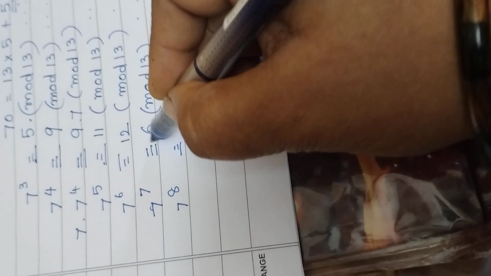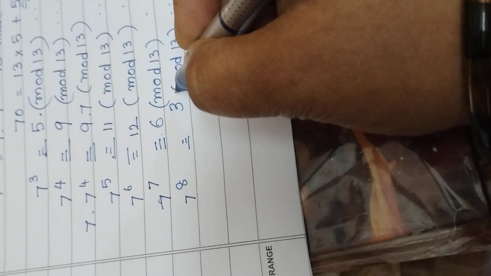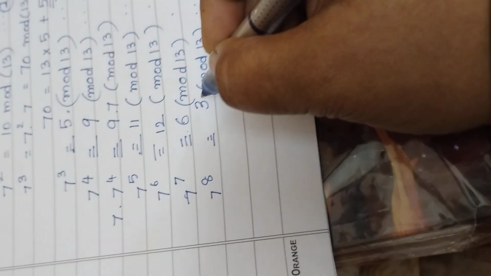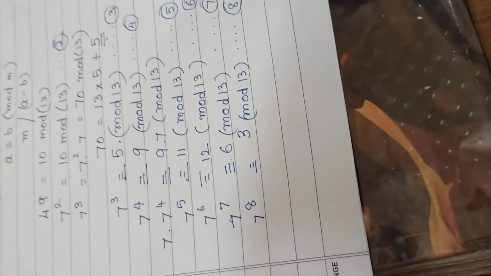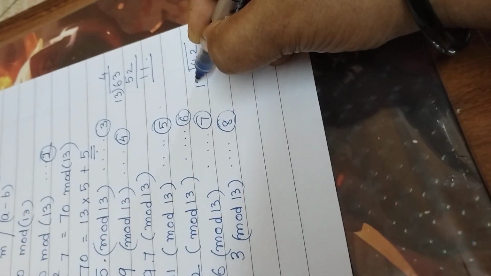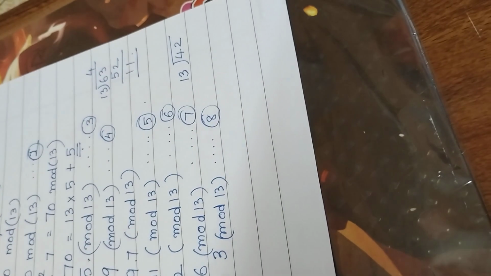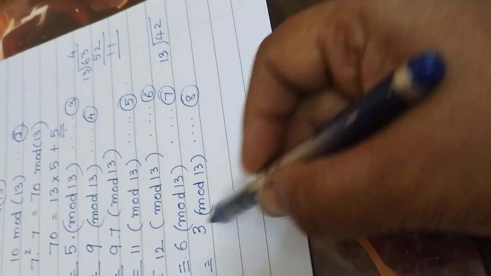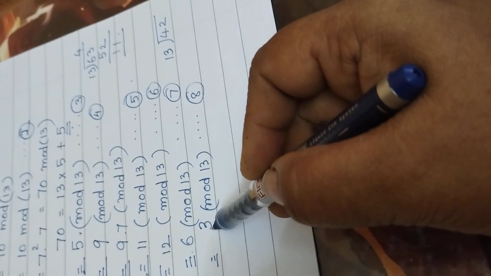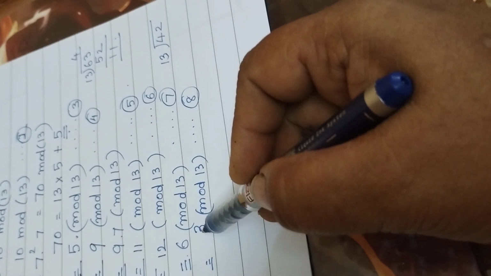So this is nothing but 6 sevens of 42. So 42 will be divided by 13. So if I take 42 here divided by 13, I'll end up with a remainder of 3. Right?